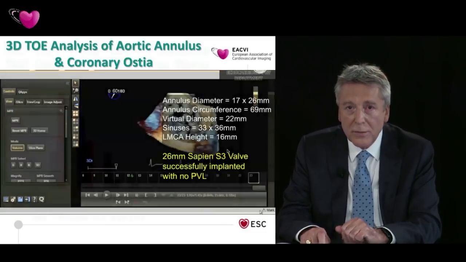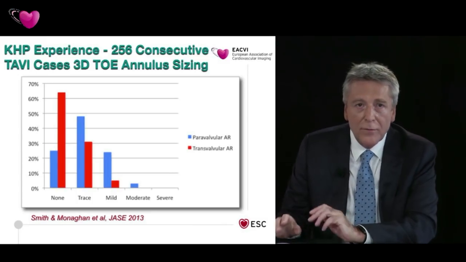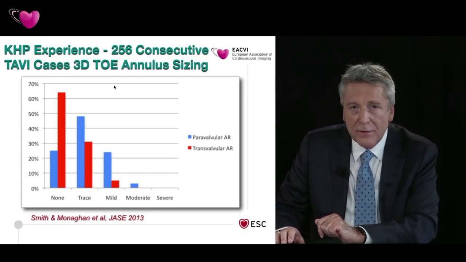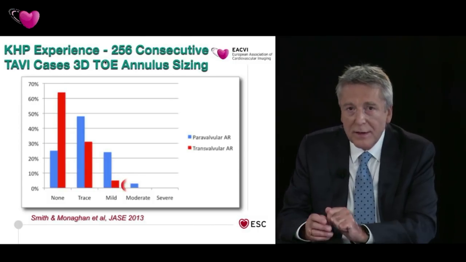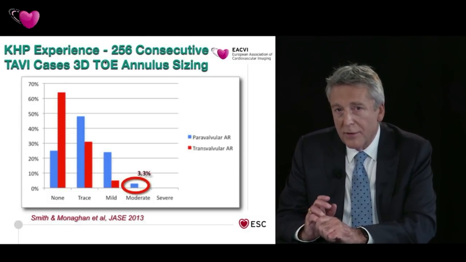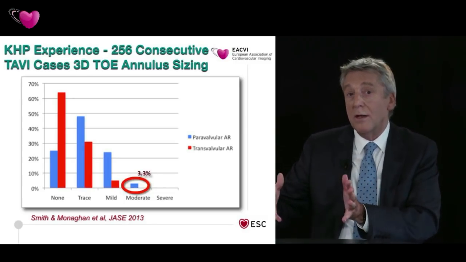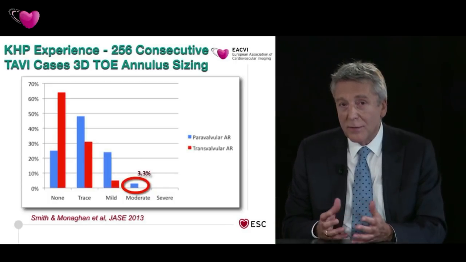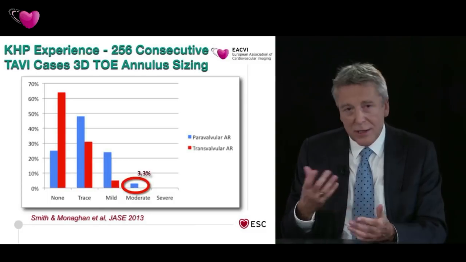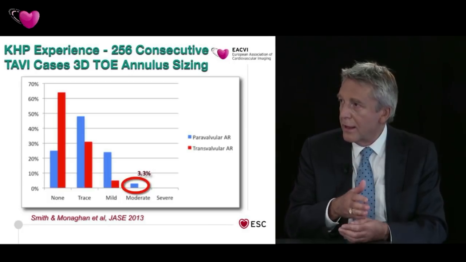And if you'll just excuse me, I'll just show you this next slide. These data are a little bit old, but I'm confident our practice is still exactly the same. So this is a series we published in JASE a few years ago of more than 250 patients, all sized by 3D TOE. And as you can see, the incidence of more than mild paravalvular regurgitation was only 3.3%. And that really correlates very, very nicely with all the series that have been published using CT. So I think that makes the point that both Mark and I have been making, that actually these modalities are pretty interchangeable, and what matters more is what you get confident with and get good at using.